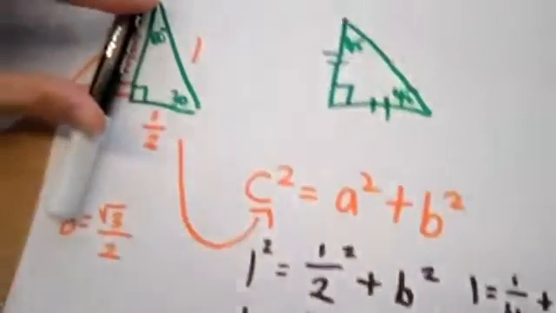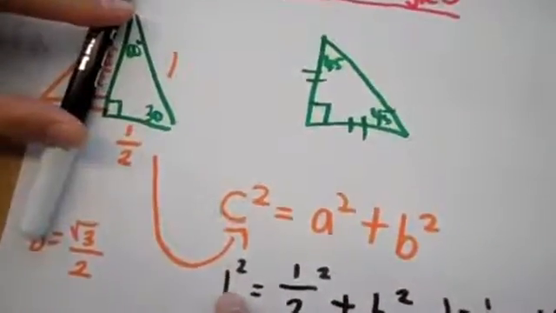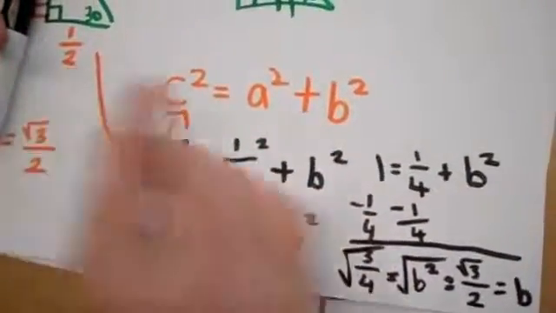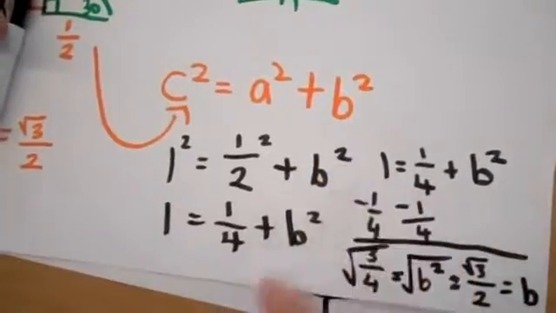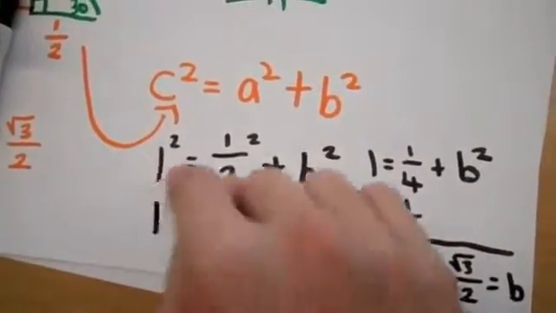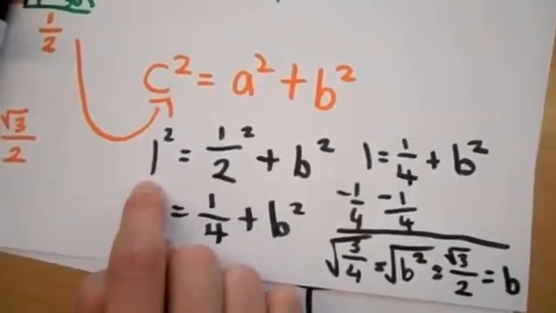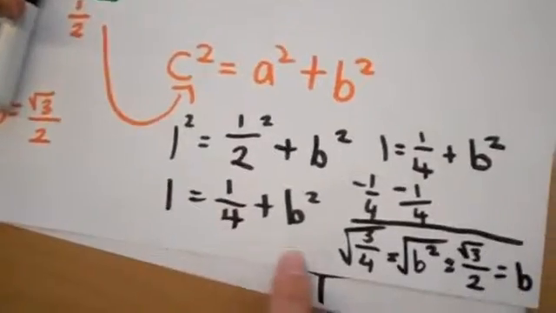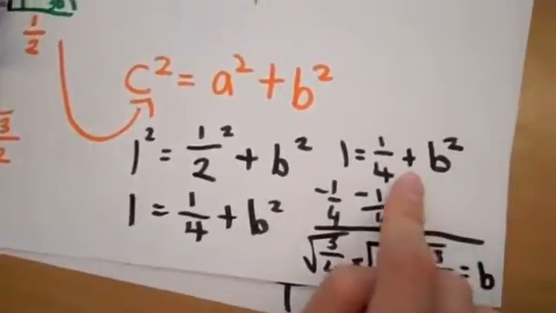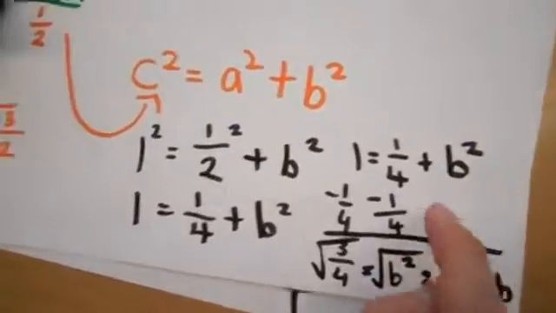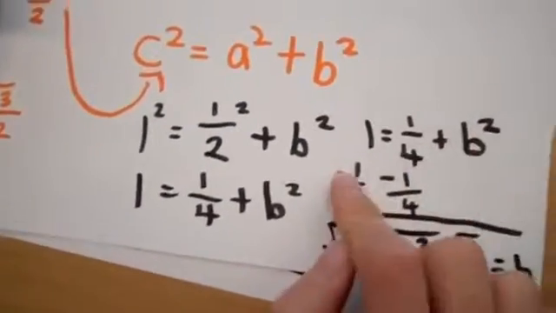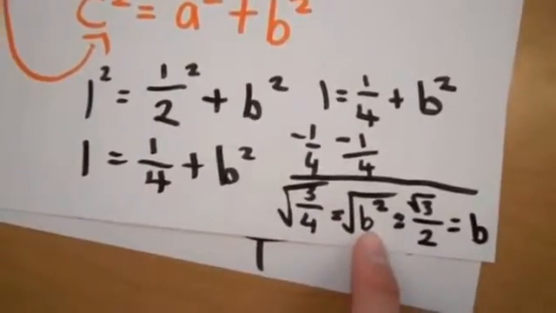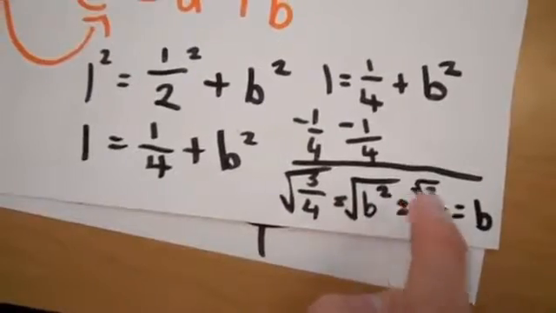Right here. So you plug in 1 for the hypotenuse C, equals A, 1/2 squared, plus B squared. 1 squared equals 1. 1/2 squared equals 1/4 plus B squared. Now you subtract 1/4 on each side, and you'll get 3/4 equals B squared. Now you square root both sides.